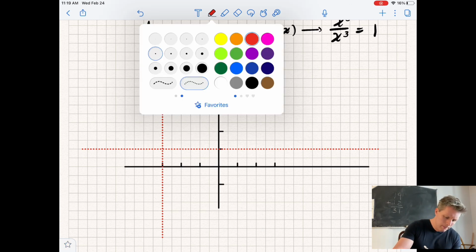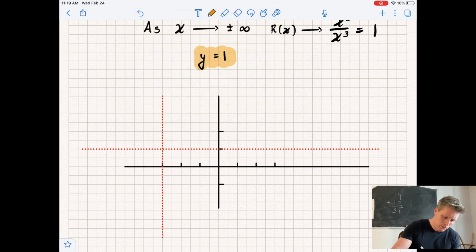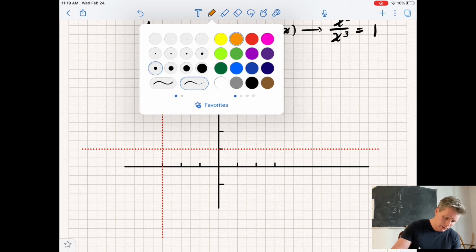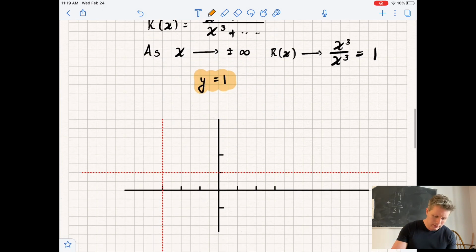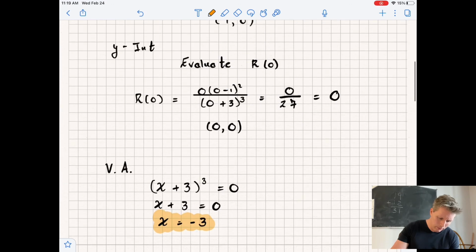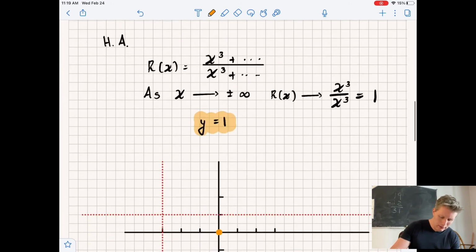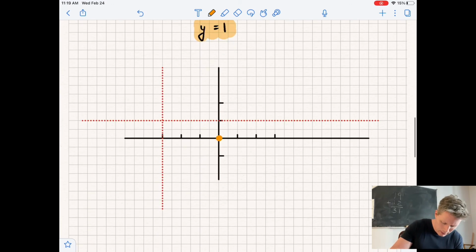I'll put in my x-intercepts and my y-intercept. Well, the x- and y-intercept is at the origin. I have one x-intercept there, and my other one was at 1. Just to remind myself, yeah, x equals 1. And so that is going to be right there. And so those are my intercepts put in.